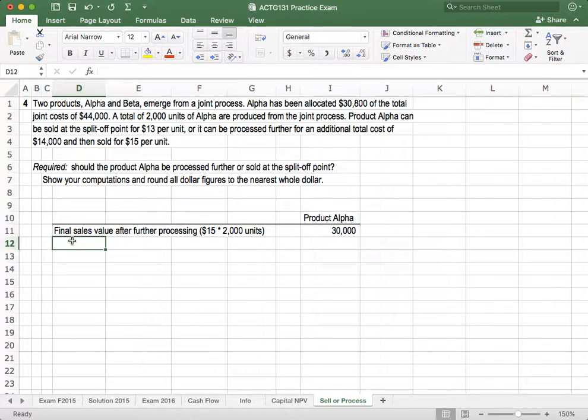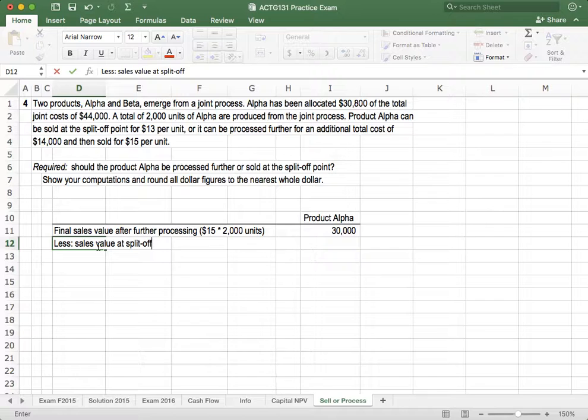The next step is we need to subtract the sales value. Should we bypass this? So what's that mean? We're not going to get the $13 if we keep going. So less sales value at the split off.